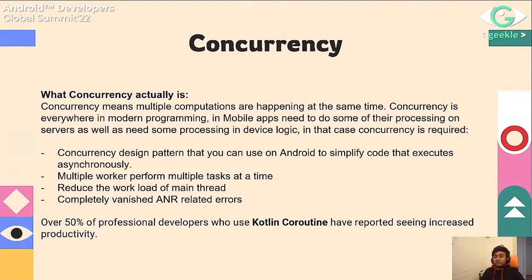The benefit of concurrency is that it is a design pattern we can use on Android to simplify code that executes asynchronously. Multiple workers perform multiple tasks at a time, reduce the workload of the main thread, and completely vanish Android not responding errors. So in our boilerplate, I will use Kotlin Coroutines to achieve this concurrency. According to Google, over 50% of professional developers who use Kotlin Coroutines have reported increased productivity.